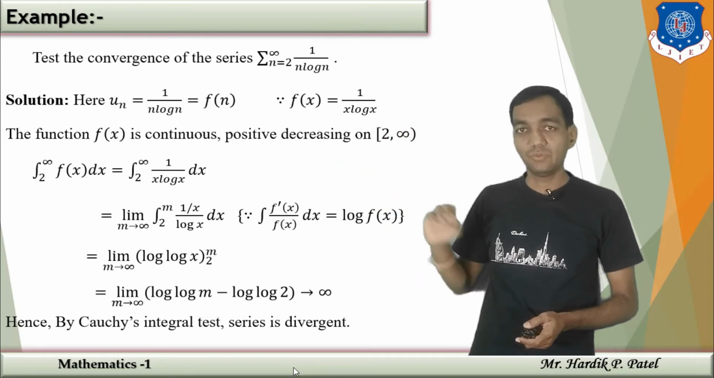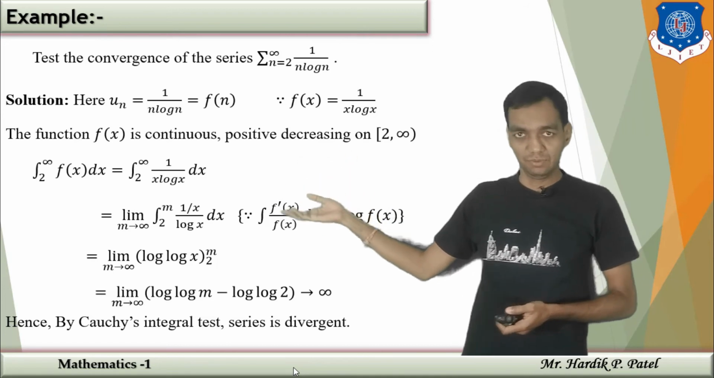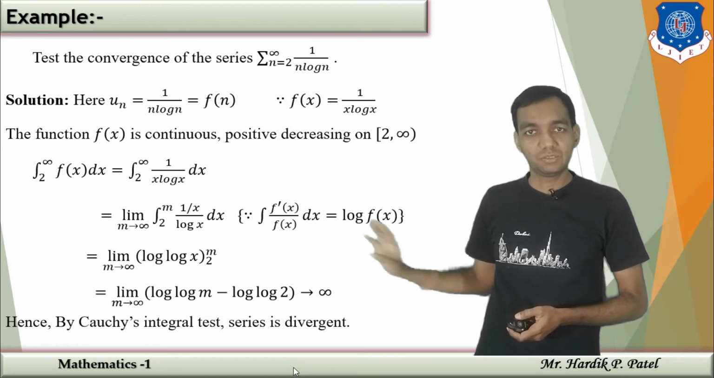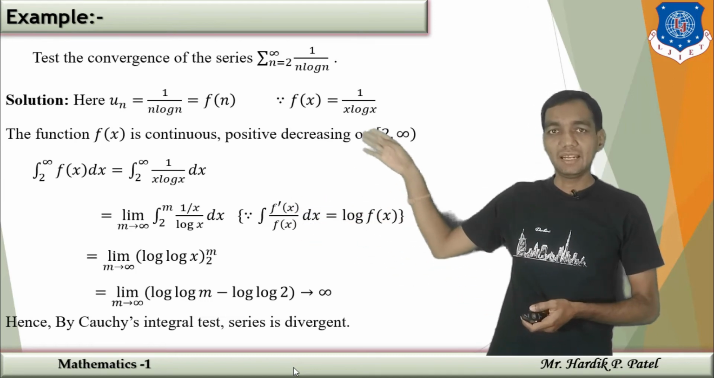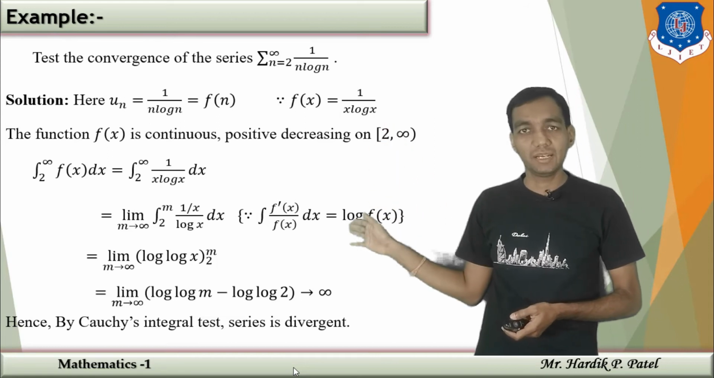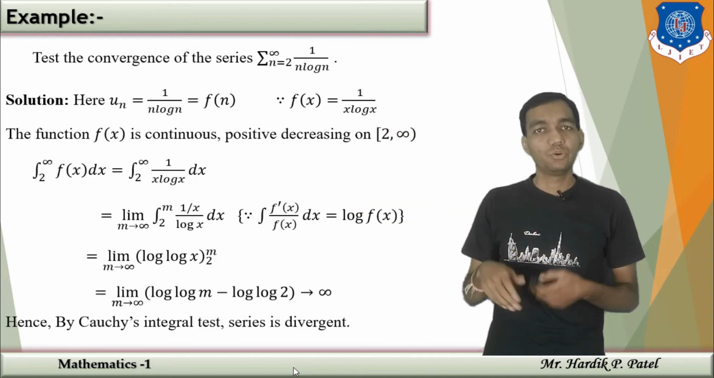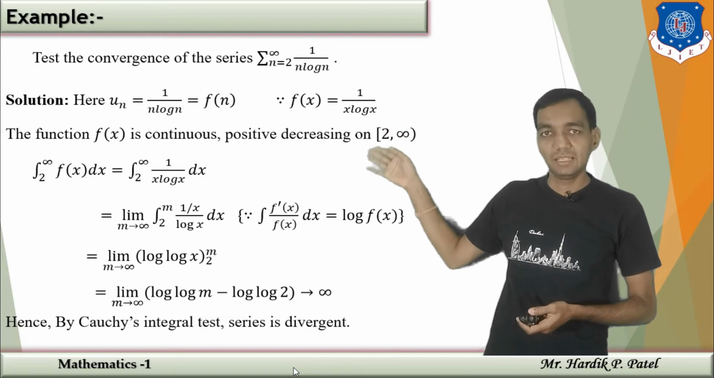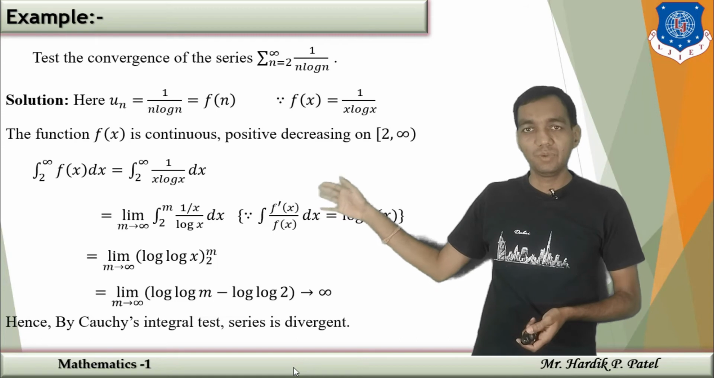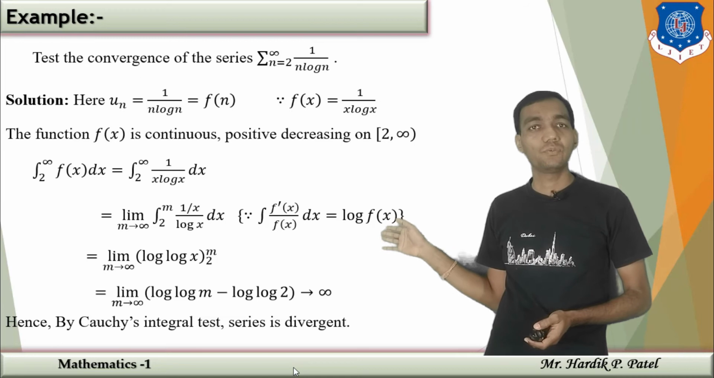Again applying the property of improper integrals, that means replacing infinity by b or m, so here we are putting m and applying the limit m tends to infinity. Now rewriting the function 1 upon x log x in the form of 1 upon x divided by log x, that will give you the form of f dash x upon f(x). So the integration of f dash upon f is nothing but log mod f(x). So you will finally have the answer: limit m tends to infinity of log of log m minus log of log 2.